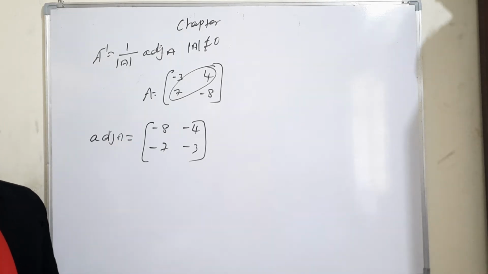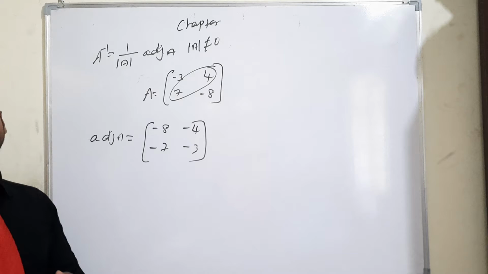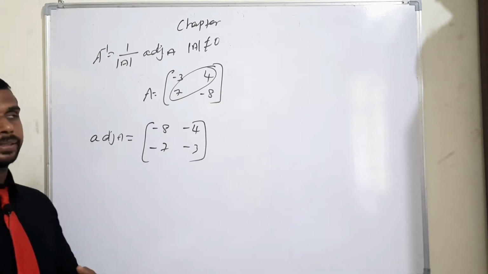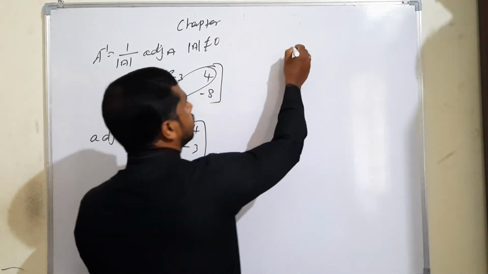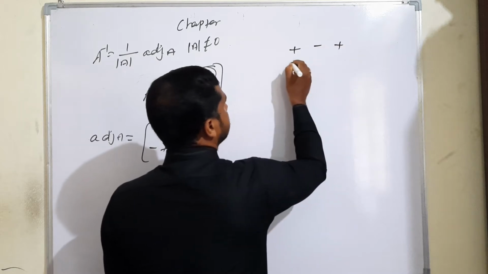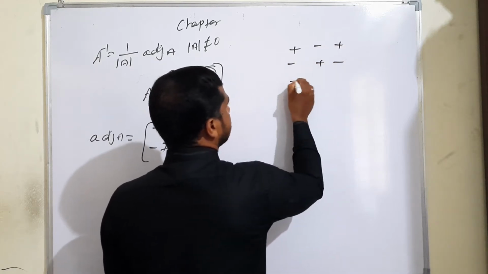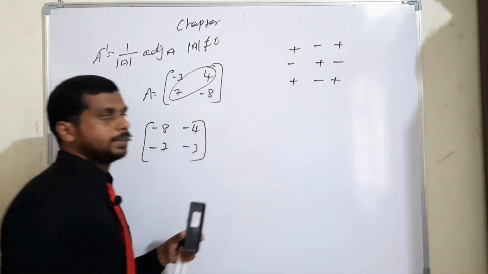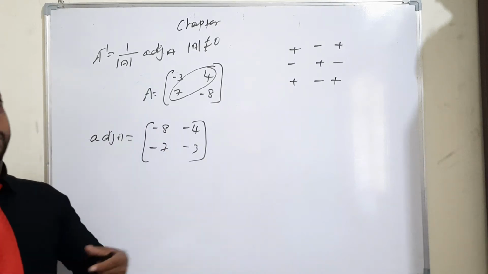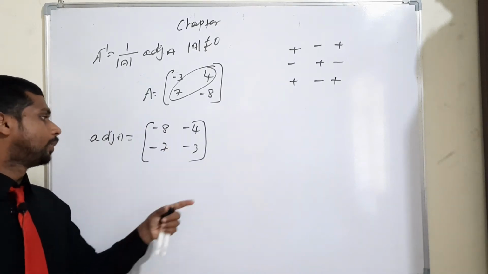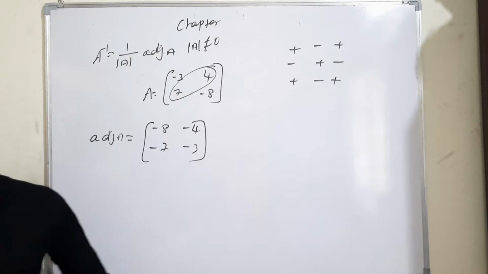But for a 3 into 3 matrix, there is another term: the transpose of the cofactor matrix. So for 3 into 3, what will happen? The sign convention is plus, minus, plus, minus, plus, minus, plus, minus, plus. This is the 3 into 3 matrix form. Then only you can apply it one by one to get the answer. This is also one of the important terms.